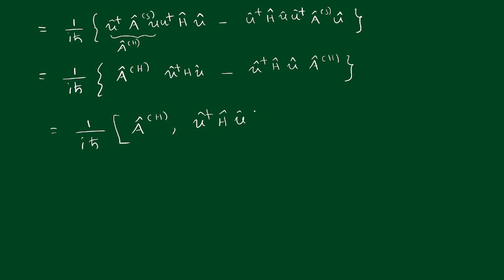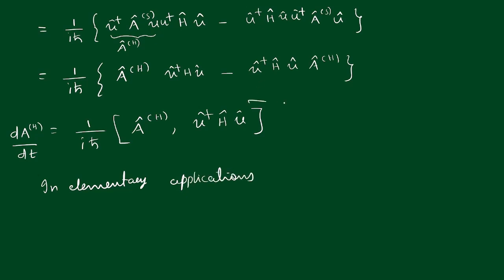Now in most cases U is of the form e raised to minus i H t by h cross. This is also a function of the Hamiltonian, so they commute. In most cases they commute. So U dagger H U, you can take it to this side and it becomes H. Is that correct? So I'll write it as U dagger H U, which is H. What is this? This is dA H by dt. So I'll just write it down in elementary applications.